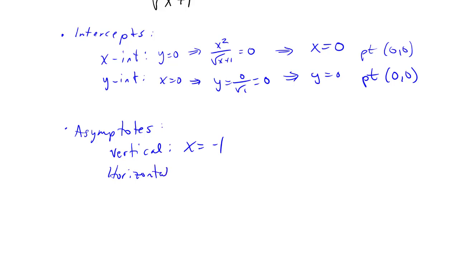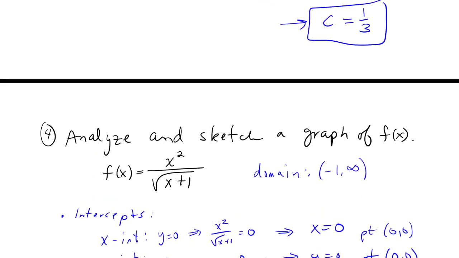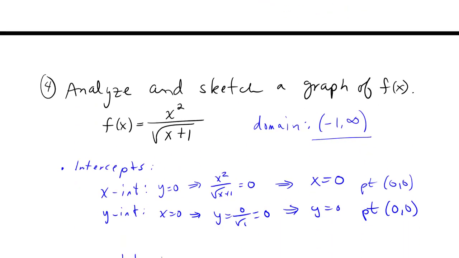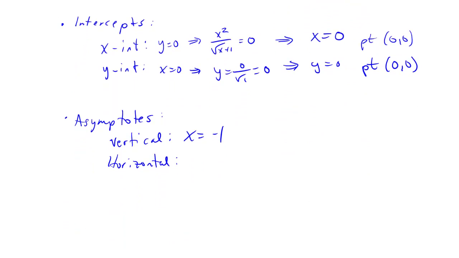Horizontal, this is where we would take our limits going to plus or minus infinity. Now in this case, since we're only defined on -1 to infinity, we only need the one limit, the limit as x goes to infinity of x squared over the square root of x plus 1.